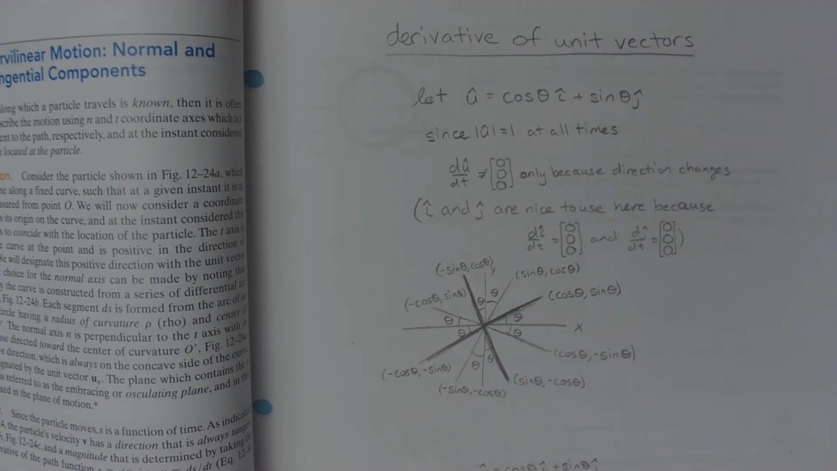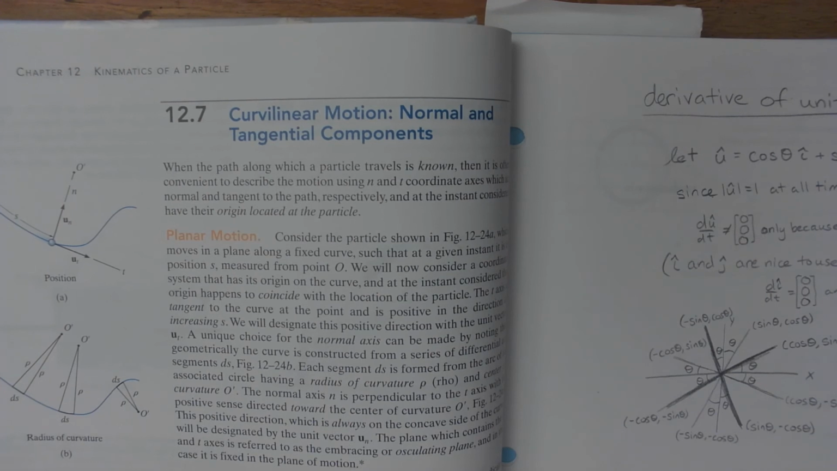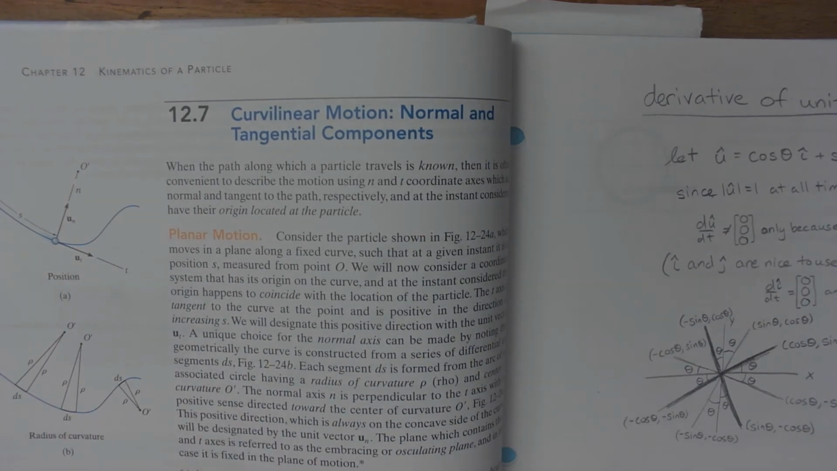Now, i hat and j hat are really nice unit vectors to work with here because i hat is always pointing in the positive x direction, and j hat is always pointing in the positive y direction. So when I take a time derivative for i hat and j hat, I'm always going to get 0 because the direction of those unit vectors do not change, unlike the unit vectors for the normal and tangential direction, which are going to change as the object moves along the path.